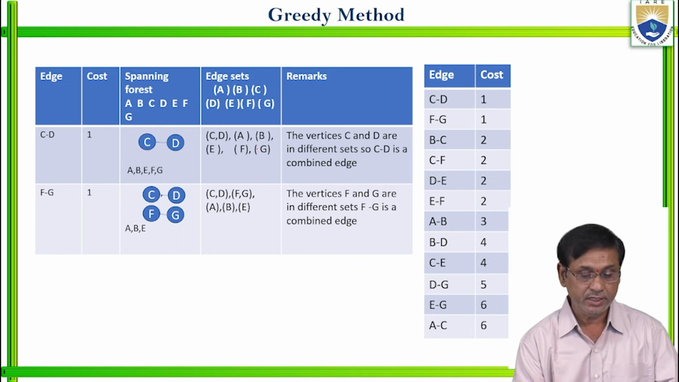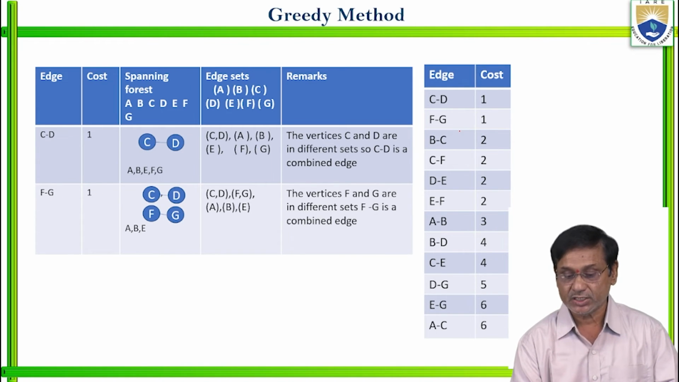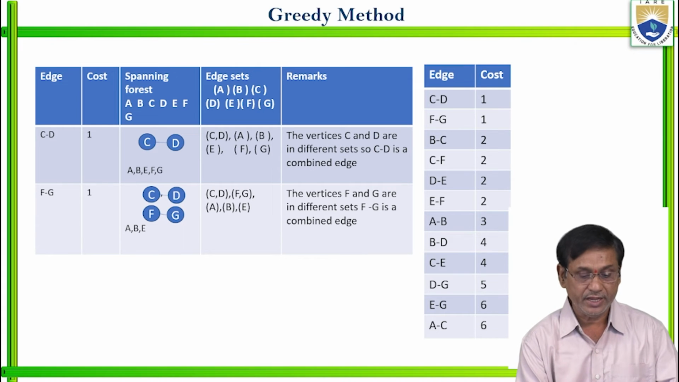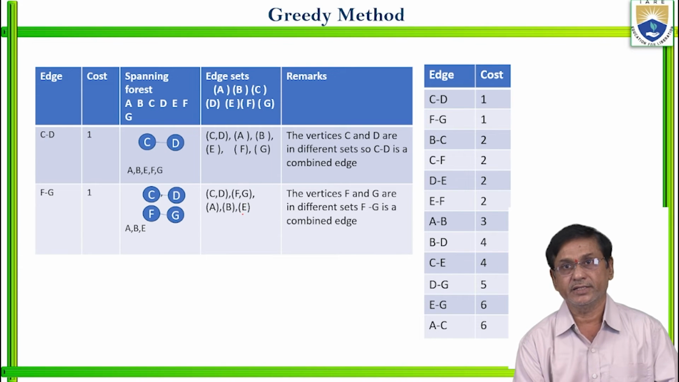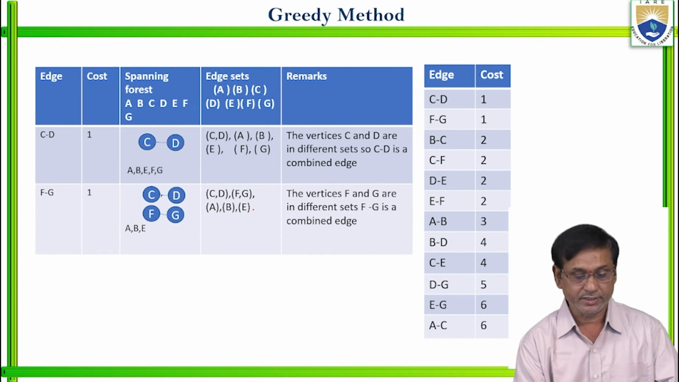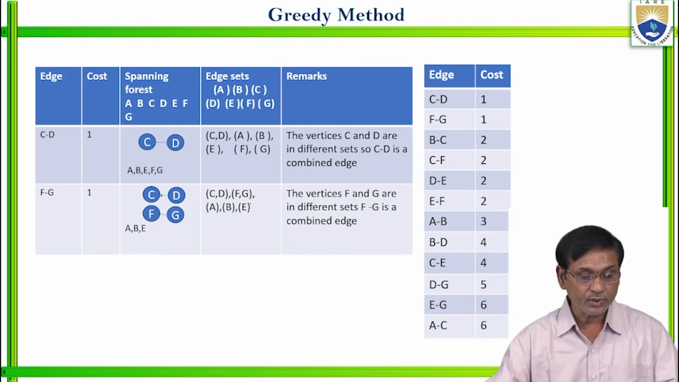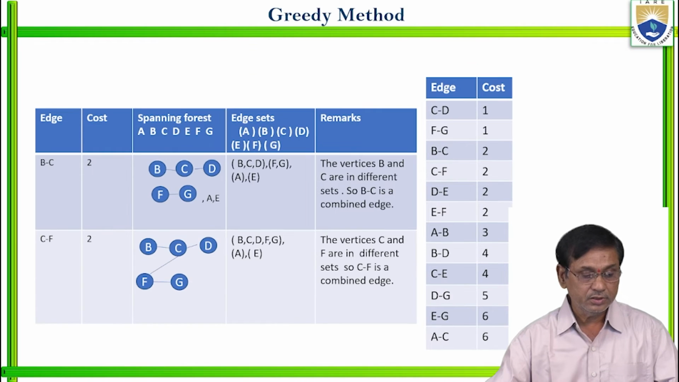CD is connected. Next step, FG. F and G are in different sets, so draw a solid line between F and G. Then the edge sets CD and FG are connected. A, B and E are yet to be connected. So CD is over, FG is over.